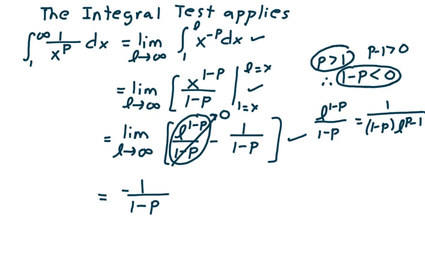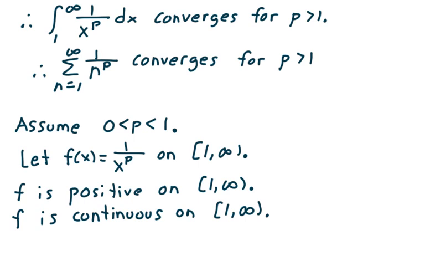And so as L gets large, this is going to 0. And that's why this first term goes to 0. And then what we're left with is negative 1 over 1 minus p. But what does that mean? What that means is the integral from 1 to infinity of 1 over x to the p dx converges for p greater than 1. And so the summation from n equals 1 to infinity of 1 over n to the p converges for p greater than 1. Again, this is by the integral test.